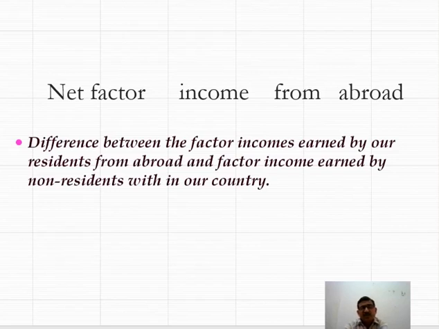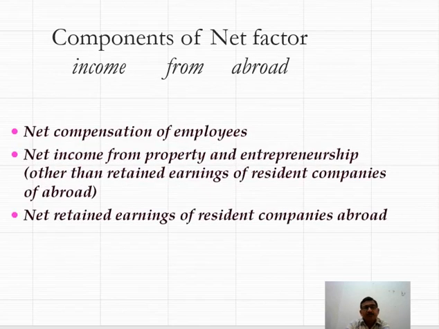Residents means those who normally live in a country, and their economic interest also lies in that country. Non-resident means those who are in India but their economic interest is not lying in India. So the factor income earned by our residents from abroad, minus the factor income earned by non-residents within our country, is called net factor income from abroad.